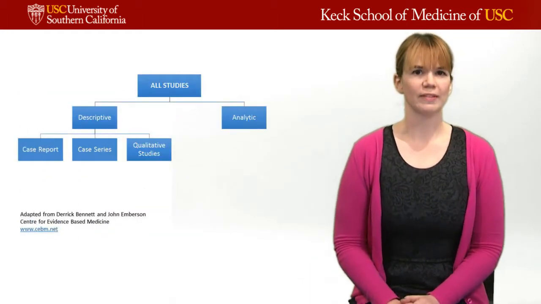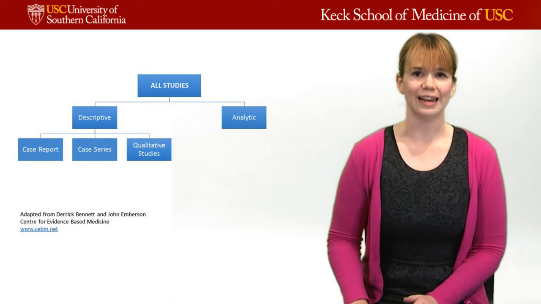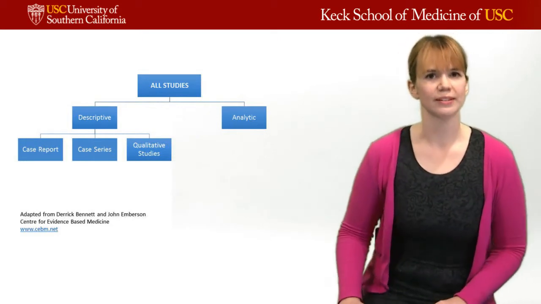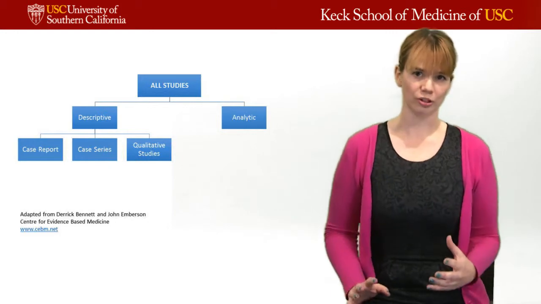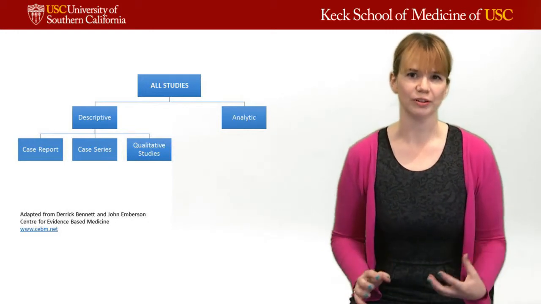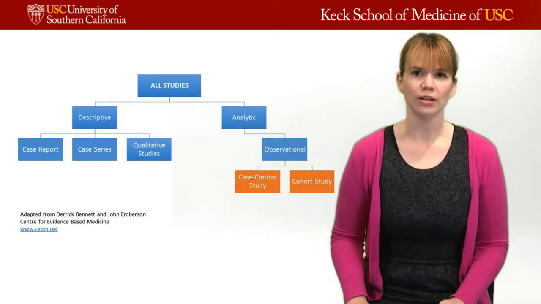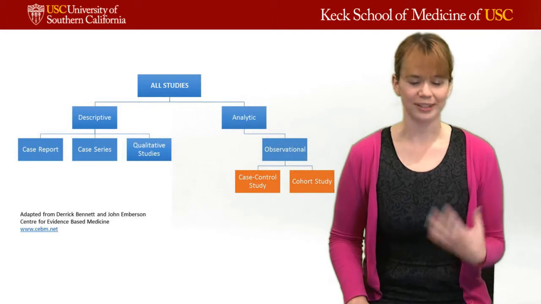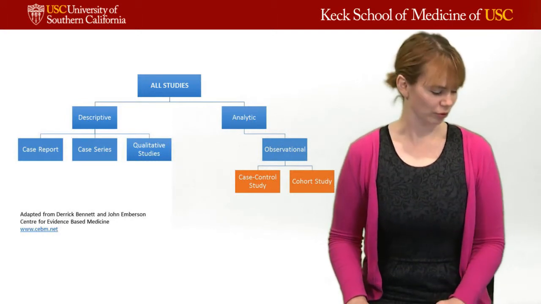Okay, so let's talk about this other branch on our chart. Now let's look at the analytic studies. Analytic studies are different from the descriptive studies because now instead of just giving a picture of what's going on and what people are experiencing, analytic now tries to quantify a relationship between two factors. So the first category we're going to look at are observational, which is what it sounds like. It's when you look at what's going on and you report on it.